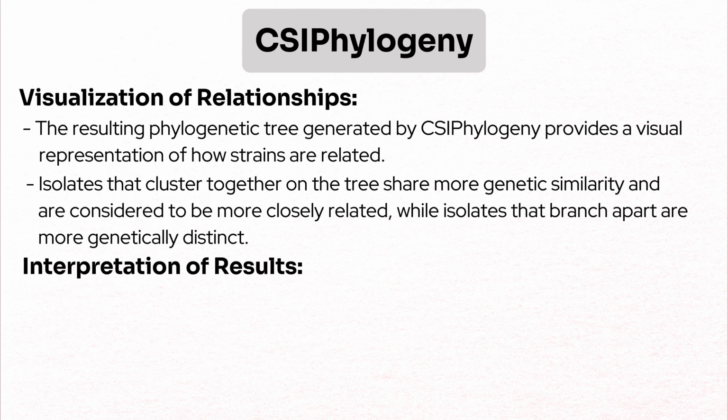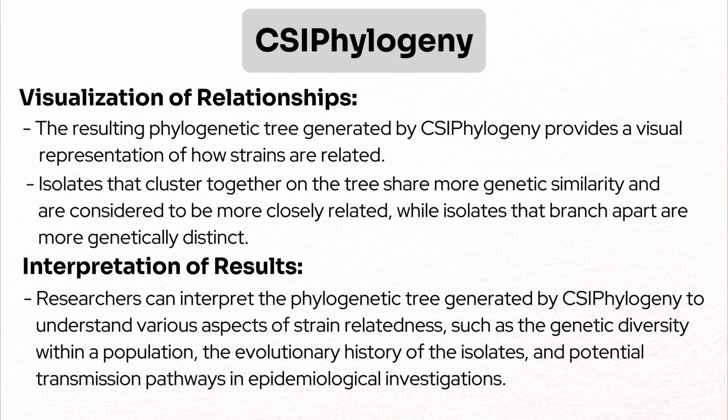Interpretation of results. Researchers can interpret the phylogenetic tree generated by CSI Phylogeny to understand various aspects of strain relatedness, such as the genetic diversity within a population, the evolutionary history of the isolates, and potential transmission pathways in epidemiological investigations.